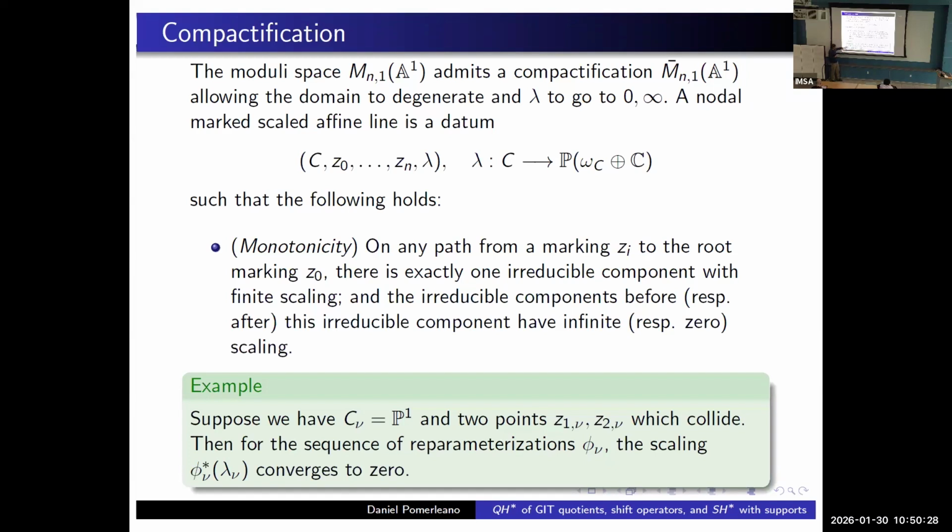But the scaling reparameterization: when you rescale the 1 form on that component, the rescaled 1 form will converge to 0. So any time points collide, the 1 form naturally goes to 0. So this is some space that governs maps of cohomological field theories.